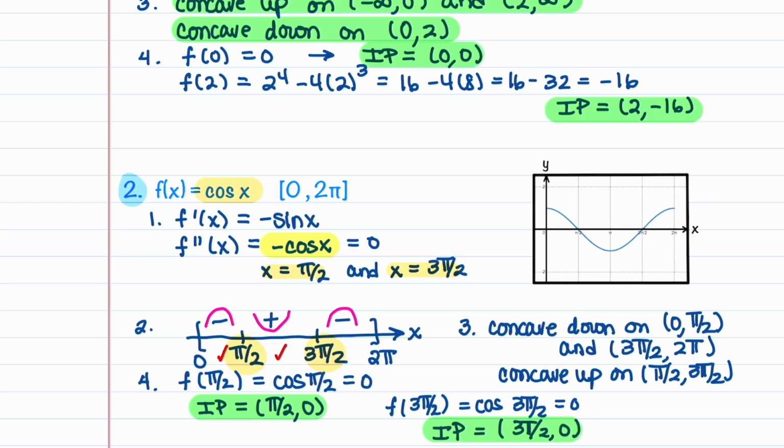Now let's go back up to our graph and highlight our inflection points. We have an inflection point at pi over 2 and at 3 pi over 2. And you can see on the graph that our function is indeed concave down in this region and this region, and then it's concave up in the region in between.